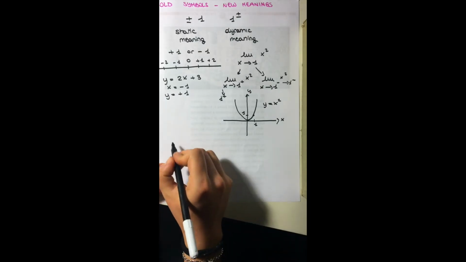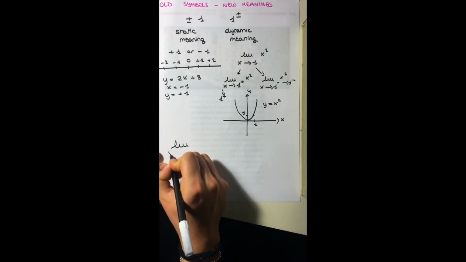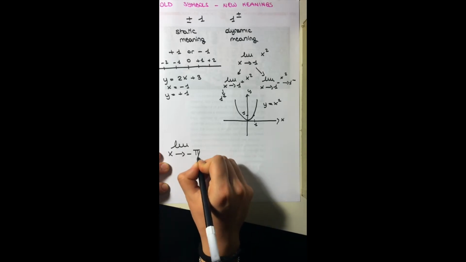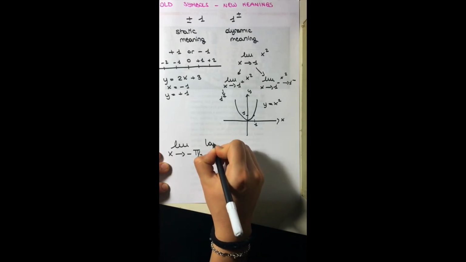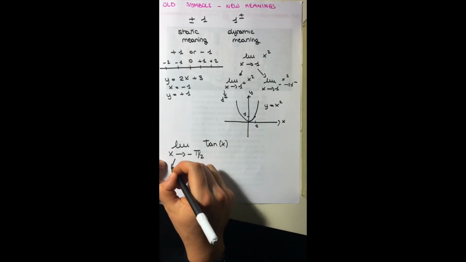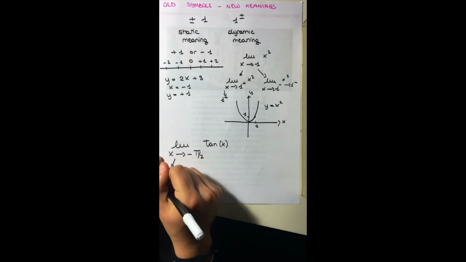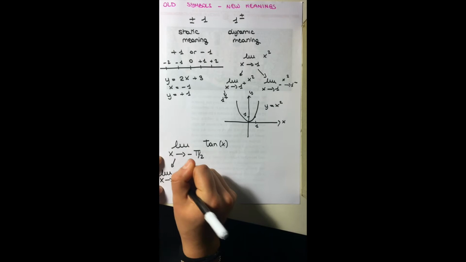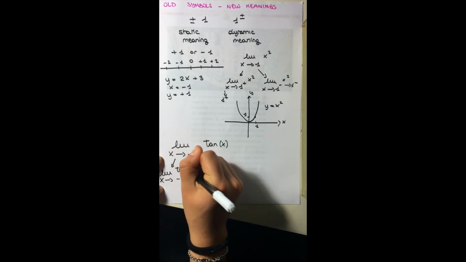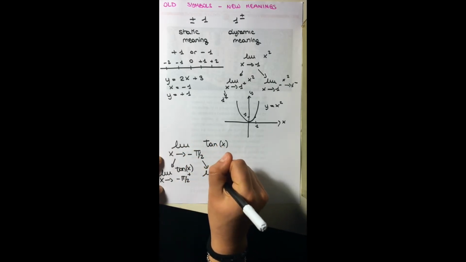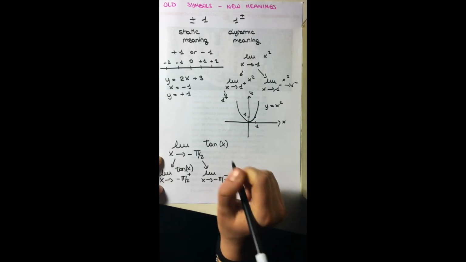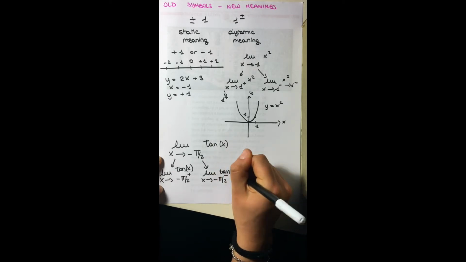So, for example, we have the limit as x approaches negative pi divided by 2 of tan of x. So we have two different questions. The limit as x approaches negative pi divided by 2 from the right of tan of x, and the limit as x approaches negative pi divided by 2 from the left of tan of x.